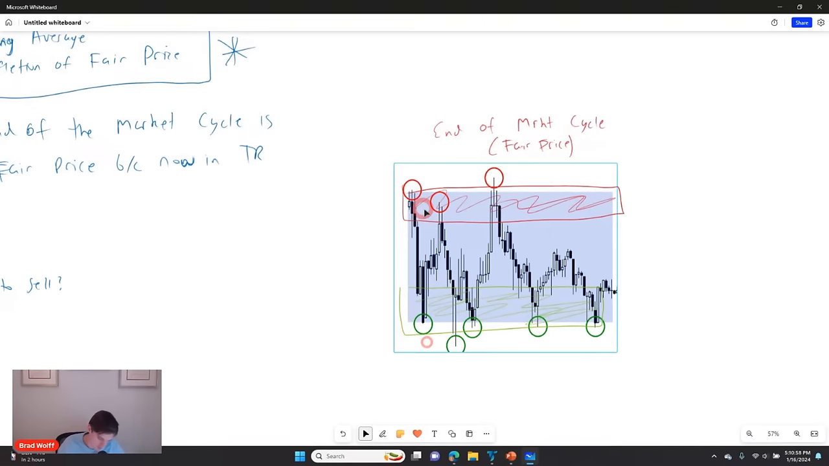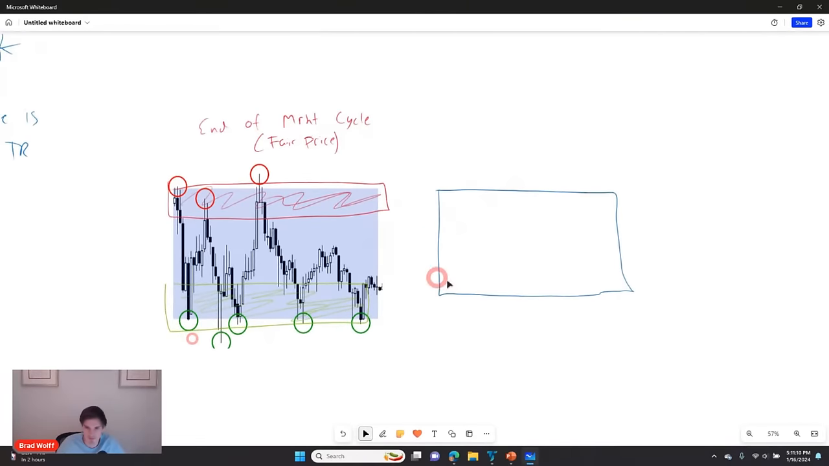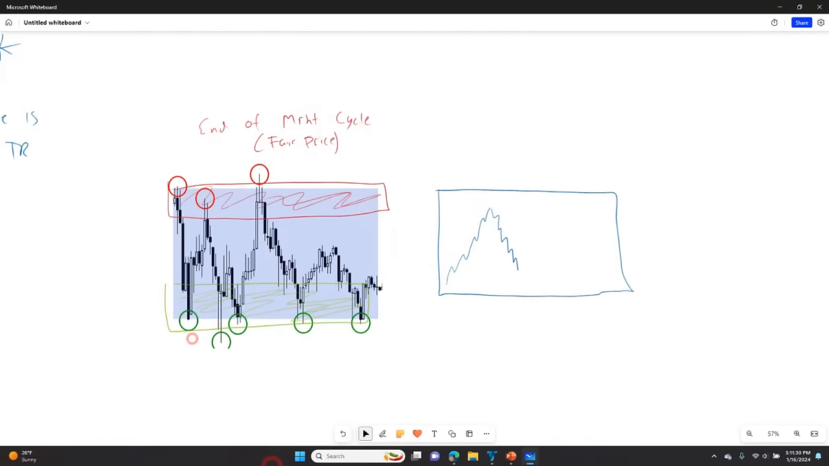So the market has a range. It knows that the fair price is somewhere inside of this box over here. And you have price going up, price going down. Think about a line chart. And because of that, the market is going to get squeezed tighter and tighter. And then the range starts to get smaller, smaller, smaller, and then smaller.